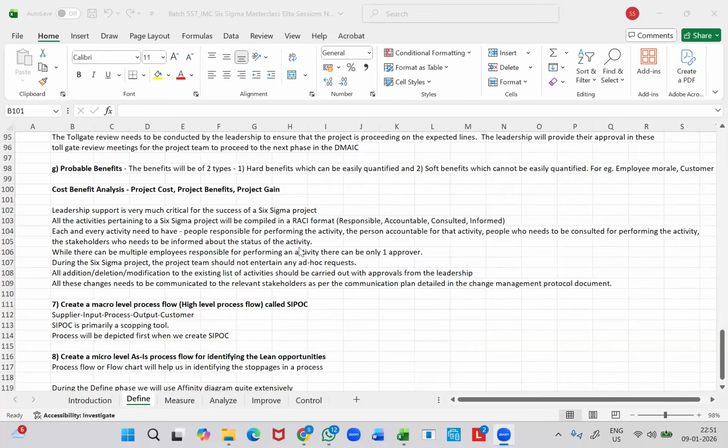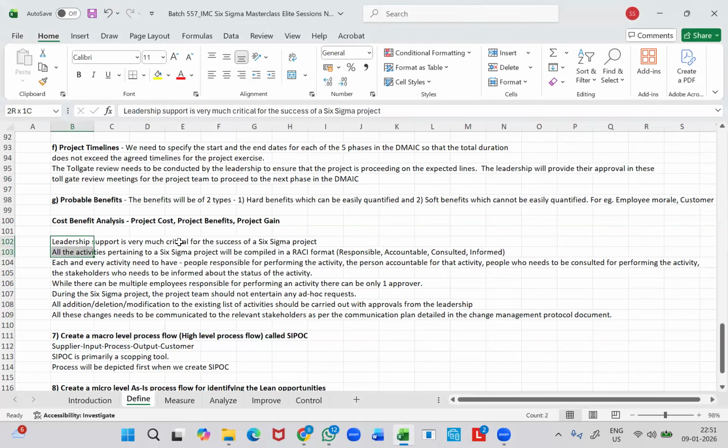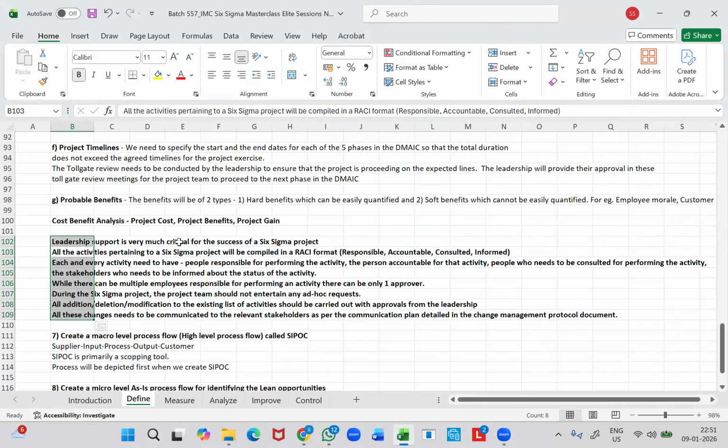So once we present the project charter to the leadership and obtain their approval to proceed with the project exercise, then the project team can actually start working on the other deliverables that are part of the define phase. So a couple of important pointers that the project team needs to remember when they execute the Six Sigma project. So that is given in this particular paragraph. So there can be multiple questions on this section in the final assessment. So that is why I'm making this in bold font.